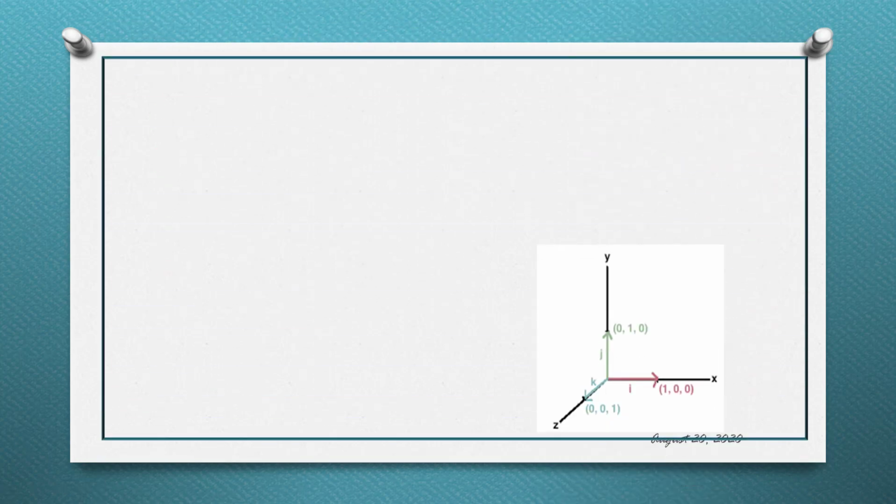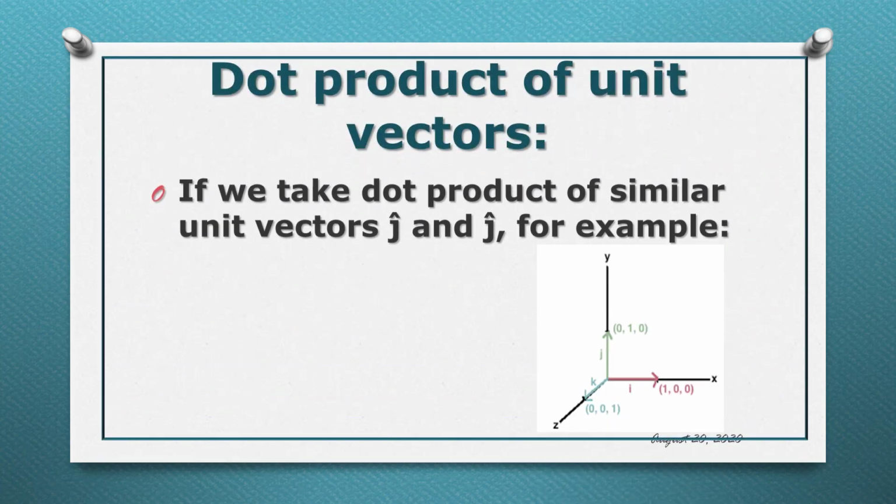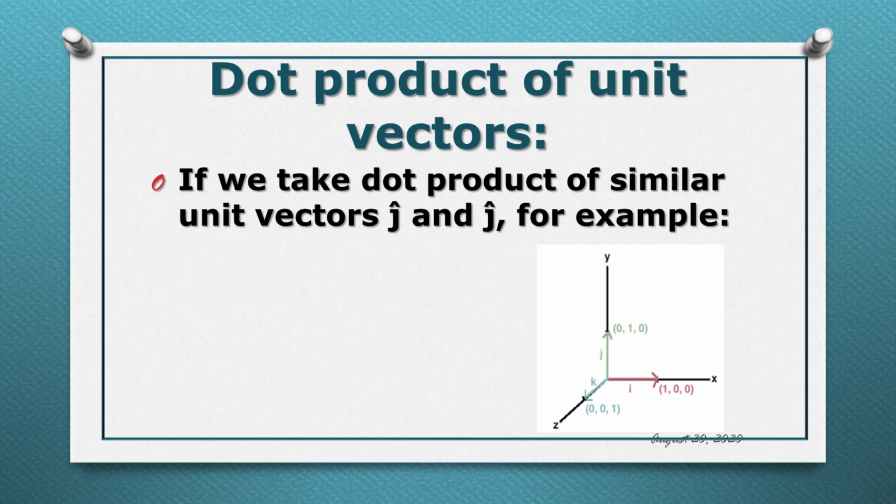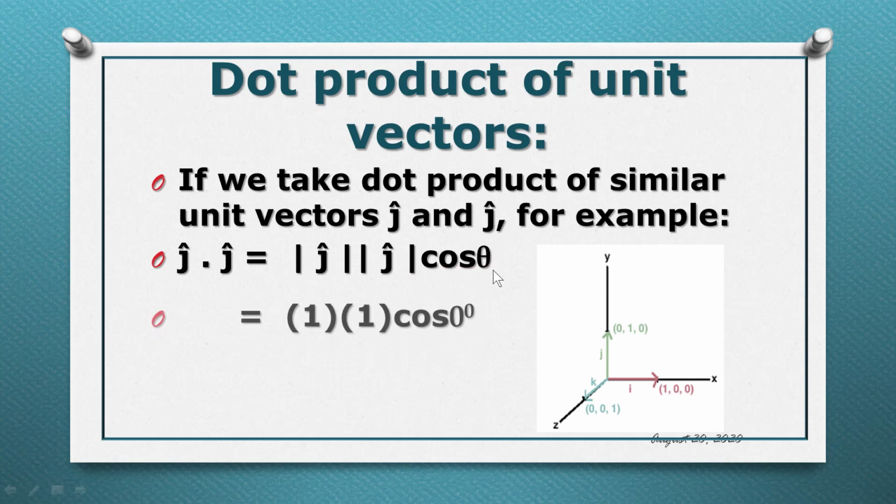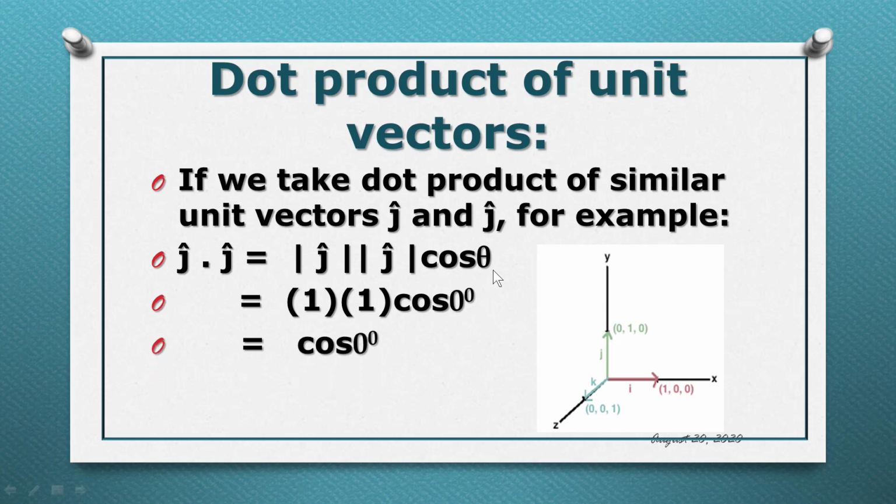If we are taking the dot product between j hat and j hat, then what will happen? We will follow the same steps. j hat dot j hat is equal to magnitude of j into magnitude of j, cos of the angle between the two. Again, the magnitude of j hat is 1 and the angle is 0 degrees. So cos of 0 degrees will be there. j hat dot j hat will be equal to 1.